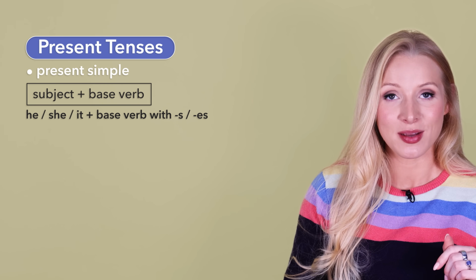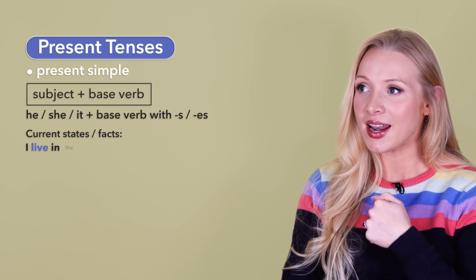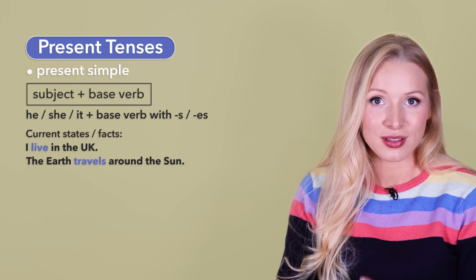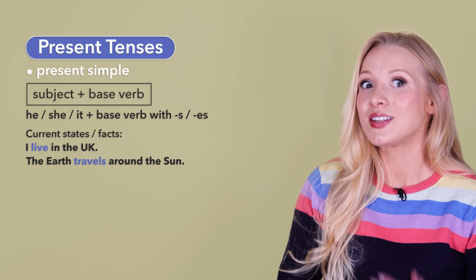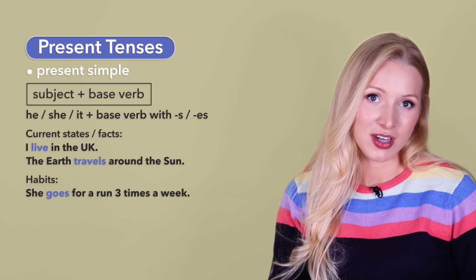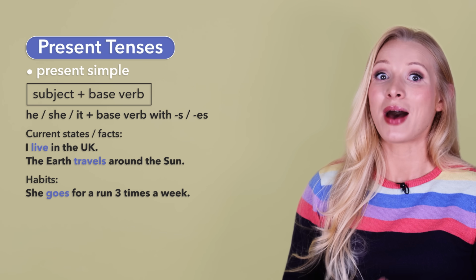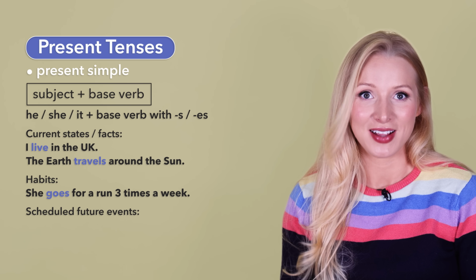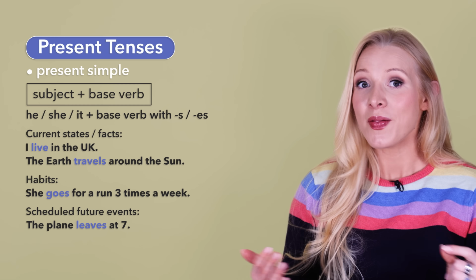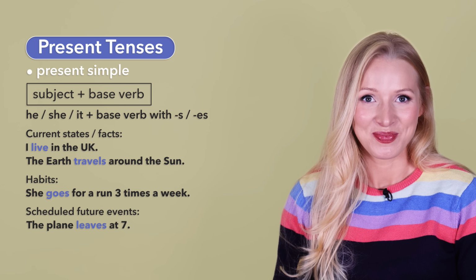We use the present simple for current states and facts. I live in the UK. The Earth travels around the sun. We use it for habits. She goes for a run 3 times a week. We can also use the present simple to talk about scheduled future events. The plane leaves at 7. The present simple is the most common tense in English.